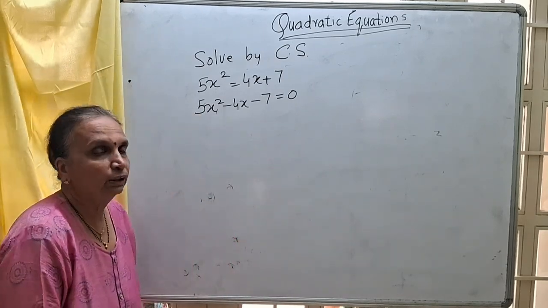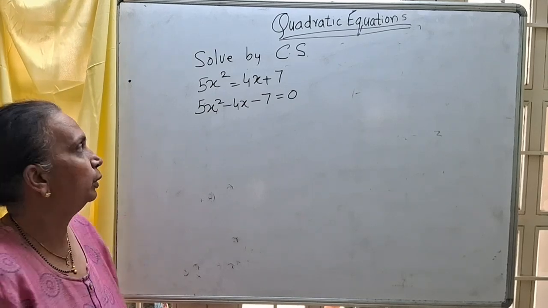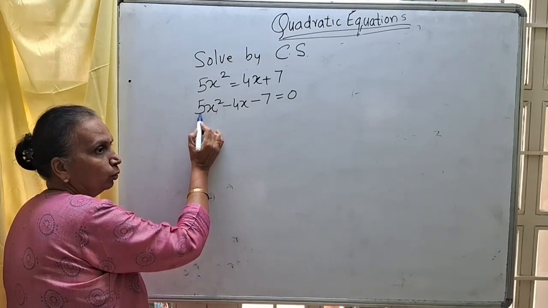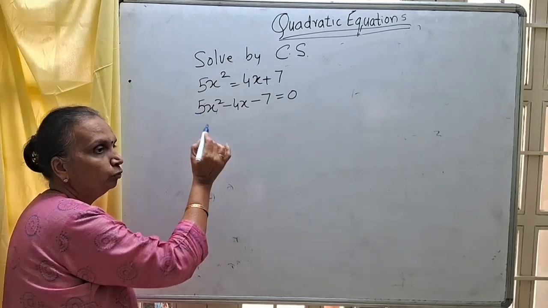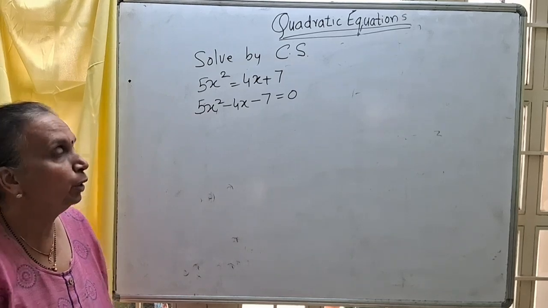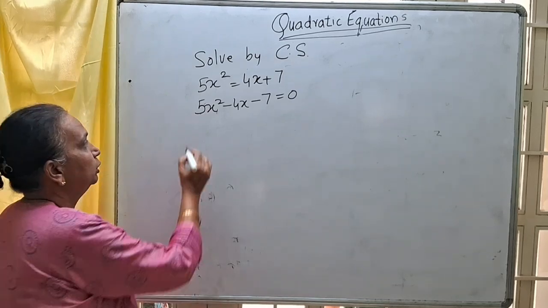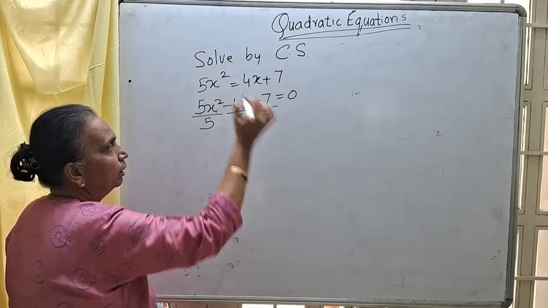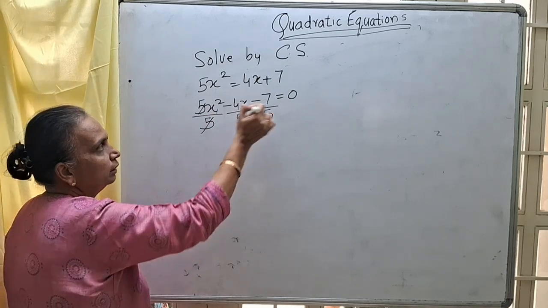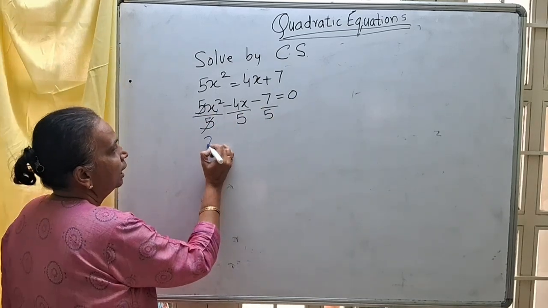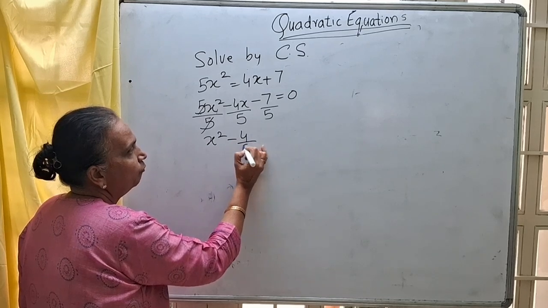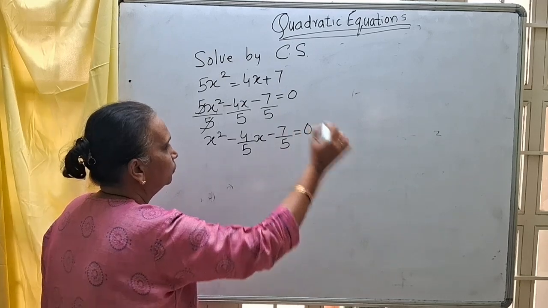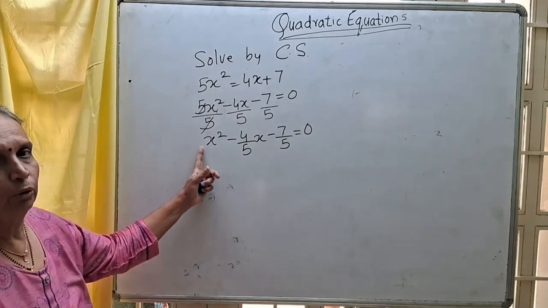Now this standard form is ax square plus bx plus c is equal to 0. So what is the next step? I have told you, see whether it is having a coefficient other than 1. Yes, it is. So we have to divide with that particular coefficient, dividing everything with 5. So I will be writing x square minus 4 upon 5x minus 7 upon 5 is equal to 0. Now this is with coefficient 1.